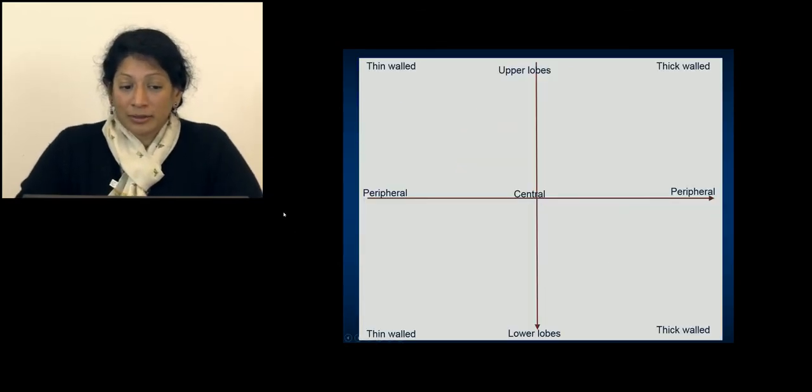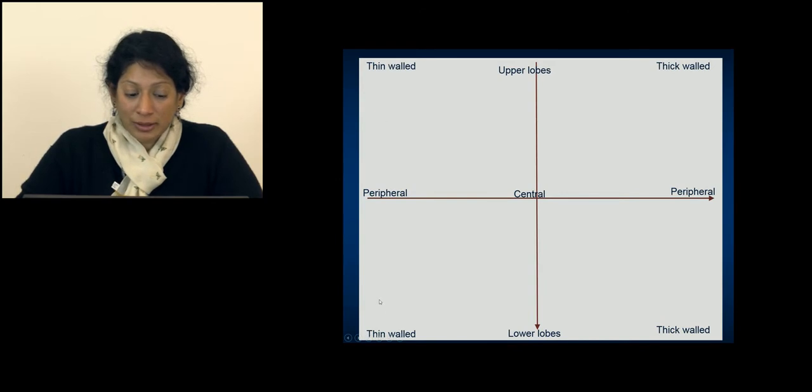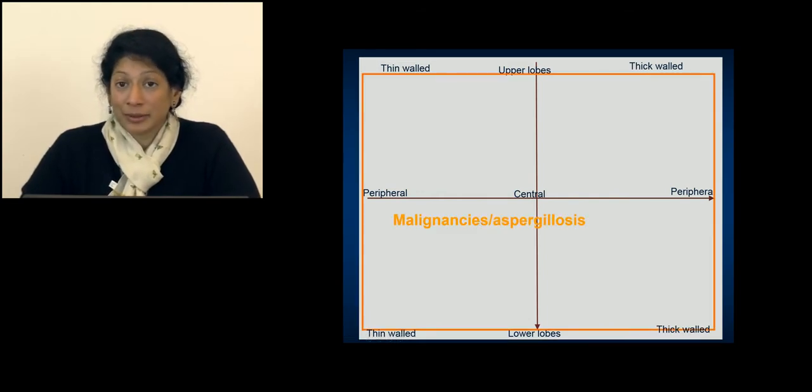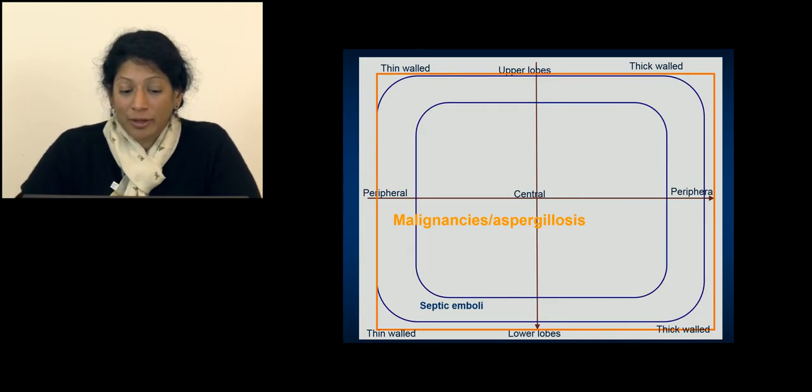And if you look at imaging findings, you can also have thin wall cyst here and thick wall cyst here. You have predilection for upper lobes here and lower lobes here. You have the predilection for central here and peripheral here. If you then try to put the diagnosis in, malignancies and aspergillosis is everywhere, so you have to think of them everywhere. Then if you think of septic emboli, they are thin walls and thick walls, and they are always in the periphery, but they can also be in the upper and lower lobes, so they are like that.